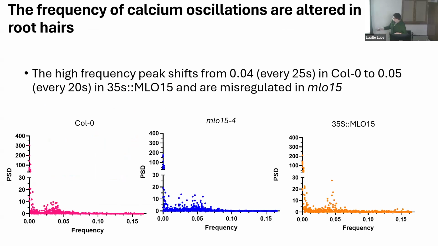In wild type, we see a frequency of about 0.04 in Columbia. So that's every 25 seconds, there's a peak. In mlo15, this gets completely deregulated and we've got peaks all over the place, different frequencies. And then we recover it back to almost the same frequency when we express it.